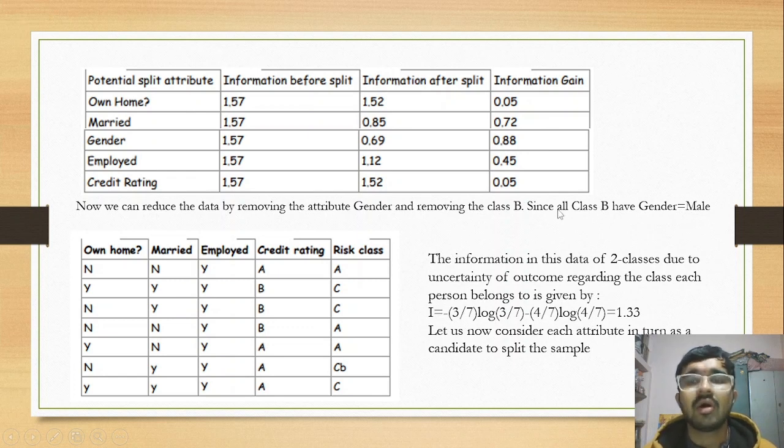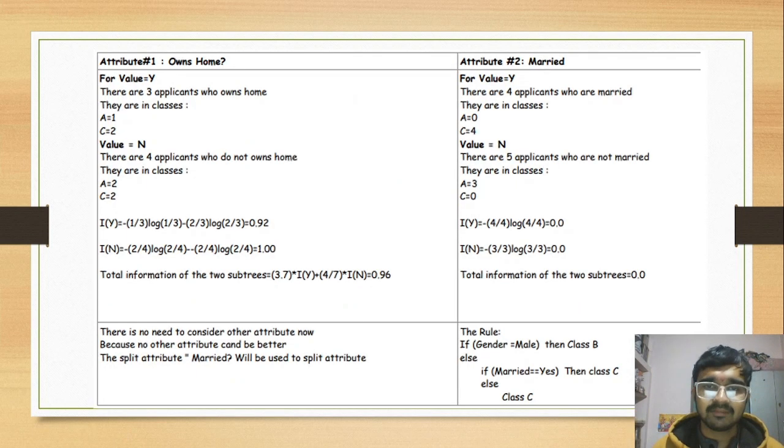So we have removed all class B members. Now our table is reduced to this table. Now we will again calculate the information before further splitting the table, that we got 1.33. Let us now again consider each attribute in turn as a candidate to split the sample. Again we will perform the same methodology.